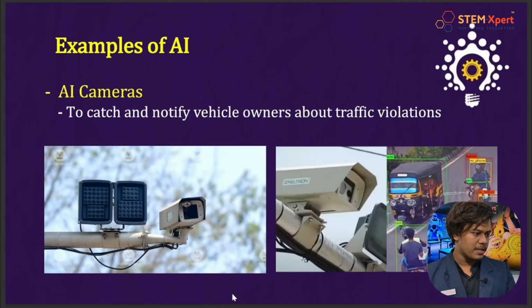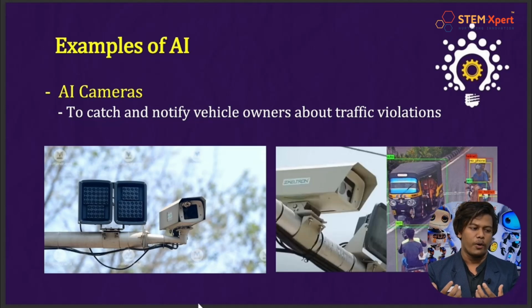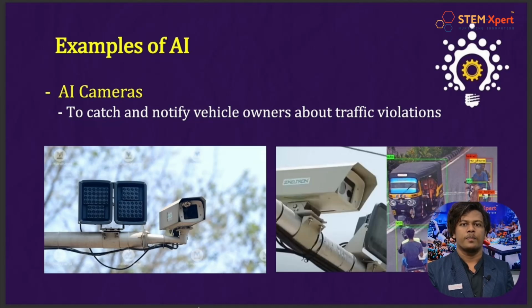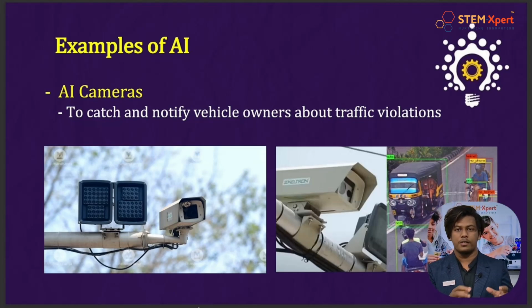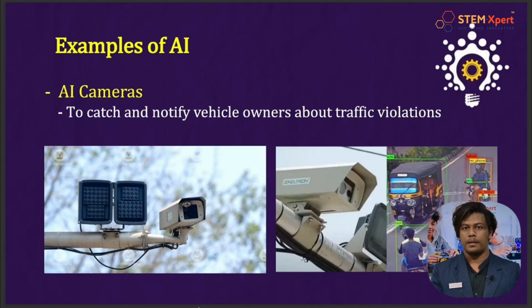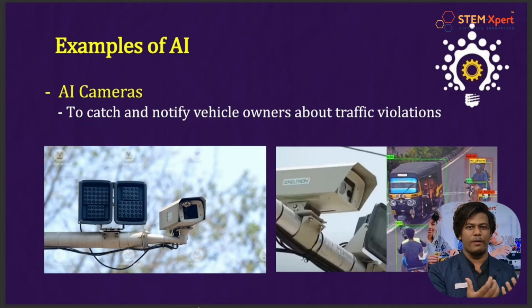Now let's move to the next. AI cameras, you all are familiar with them, right? They catch and notify vehicle owners about traffic violations. And you know what? I had been thinking, would this AI camera work perfectly? I was thinking, no, it's not going to work. It's just for making people aware. But the thing is, last week I got a penalty of 500 for not wearing a helmet. So at that time I realized this is working perfectly. Okay, take it as a joke. So this is really amazing, right? It reduces traffic violations.